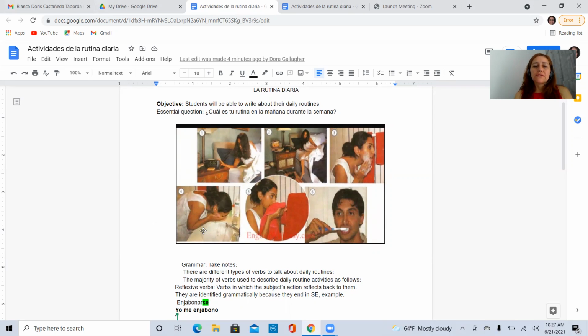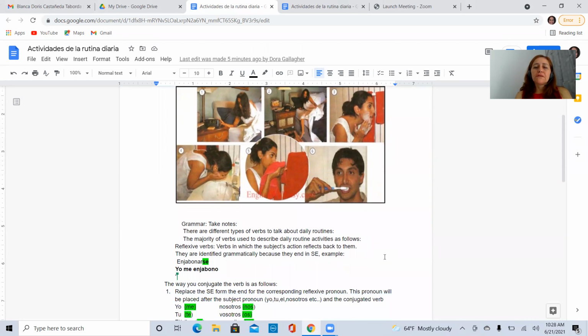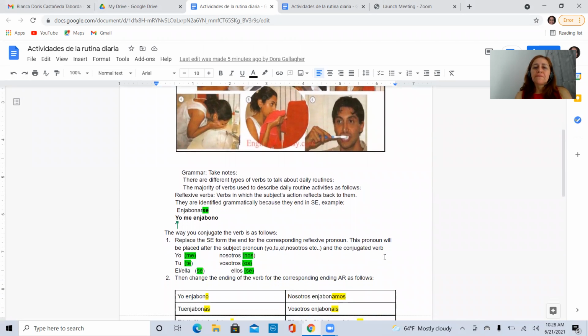Number four is to rinse off. Number five is to dry off. To rinse off is enjuagarse. And number five, to dry off, secarse. Number six is to brush your teeth, or in this case, it could be your hair. So cepillarse. If you notice, all these verbs end in SE, which means the verb is reflexive.